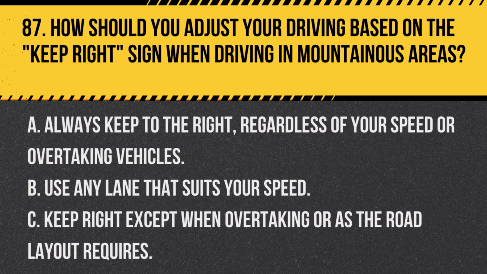Question 87. How should you adjust your driving based on the keep right sign when driving in mountainous areas? A. Always keep to the right, regardless of your speed or overtaking vehicles. B. Use any lane that suits your speed. C. Keep right except when overtaking or as the road layout requires. Answer: C. Keep right except when overtaking or as the road layout requires. This maintains orderly traffic flow and allows faster vehicles to pass.